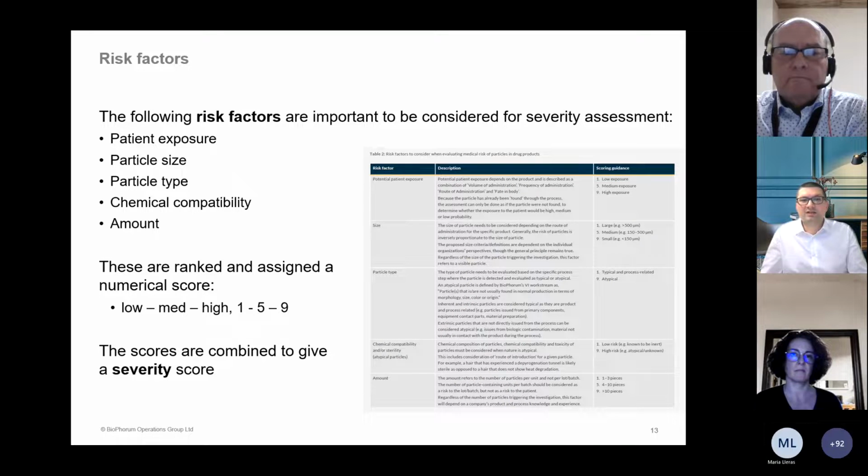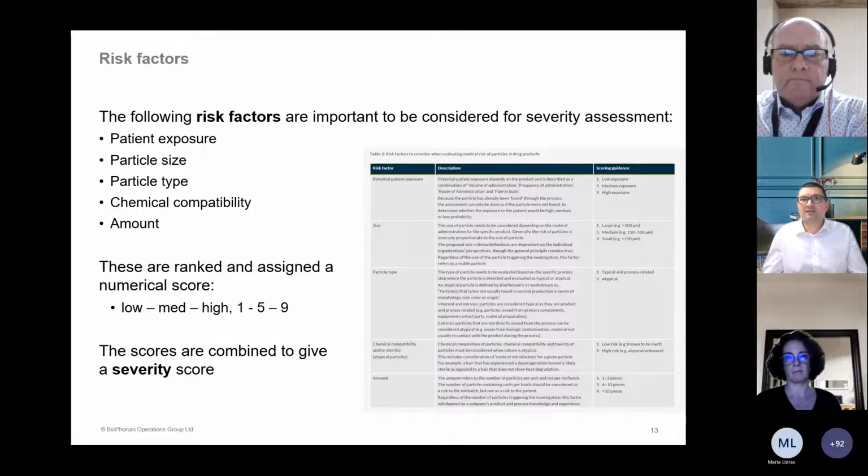So what is important to take into account is the patient exposure. When we talk about the patient exposure, we would be looking at, for example, the fill volume of the product. We would look at the type of the product, the patient population, and things like the route of administration. All these together will give us a chance to assess the patient exposure.